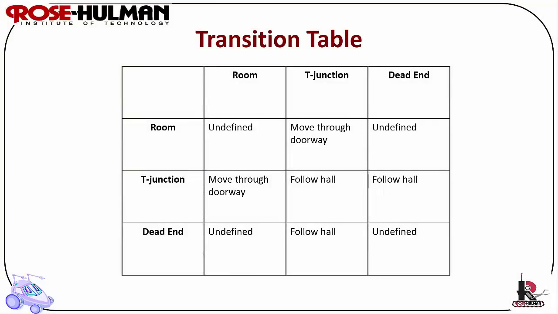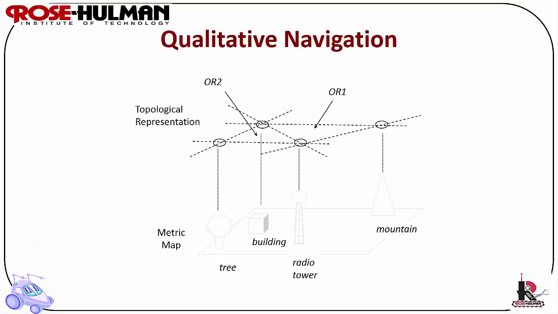The transition table shows how to move from one node to the next by using a local control strategy if one exists. For example, it is not possible to go directly from room to room. Therefore, there's no local control strategy. However, it is possible to move from a dead end to a T-junction by using the follow hallway control strategy.